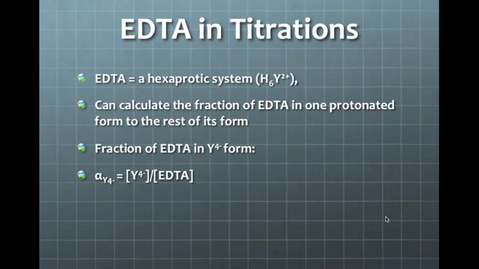EDTA is a hexaprotic system, which means it can donate 6 different protons. Since EDTA is hexaprotic, we can calculate the fraction of EDTA in each of its protonated forms. The fraction of EDTA in the Y4- form can be given by the equation: the fraction of Y4- equals the concentration of Y4- over the concentration of EDTA.